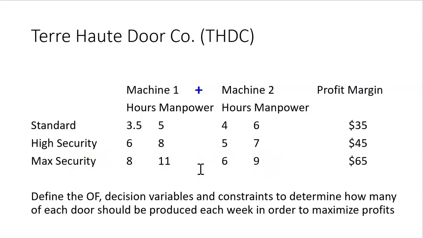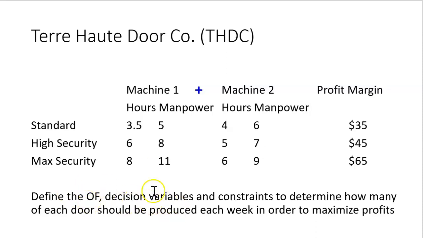In addition, management has decided not to sell more maximum security doors than a certain amount, in order to keep the demand for the high security doors and standard doors up. Okay, so also THDC has said that it has available only 120 hours per week on machine 1 and 100 hours on machine 2. And of course 280 hours of manpower available for the entire week. So if we assume that we can sell every door that we make, how many of each door should be produced each week in order to maximize profits?